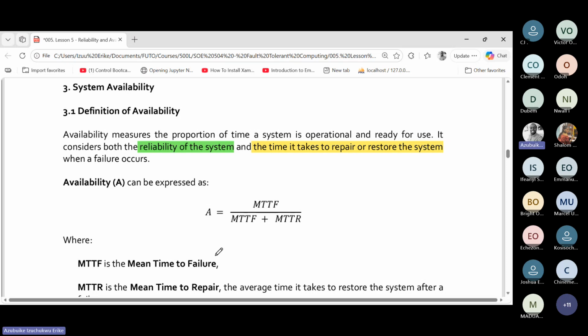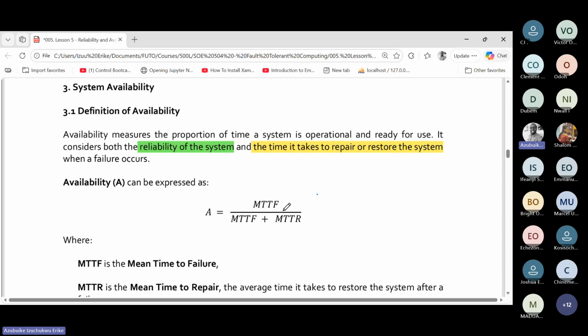It is the proportion of time that a system is operational and ready for use. That means this system is available for you to use. Now, mathematically, availability can be computed as this. We can compute availability using this formula.